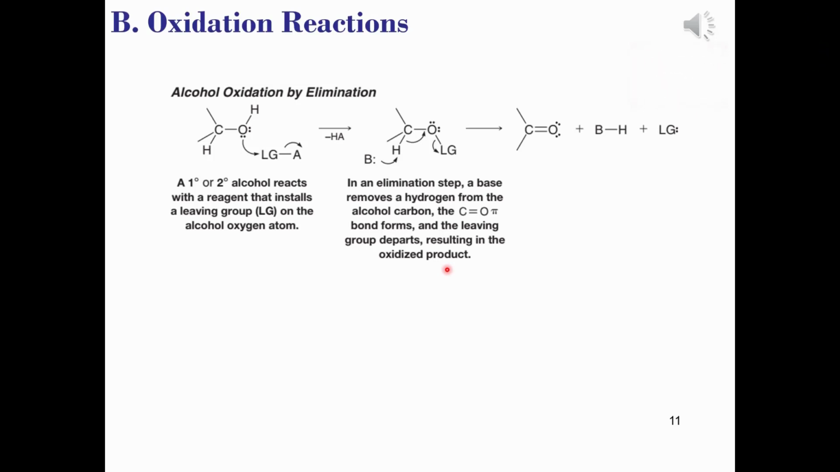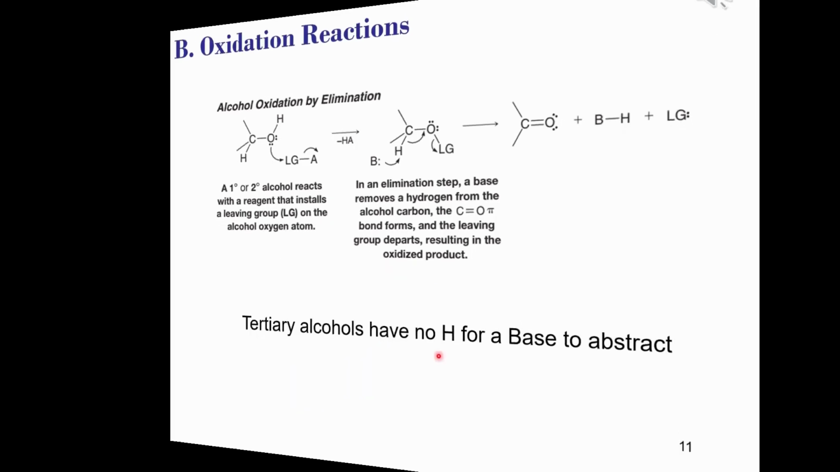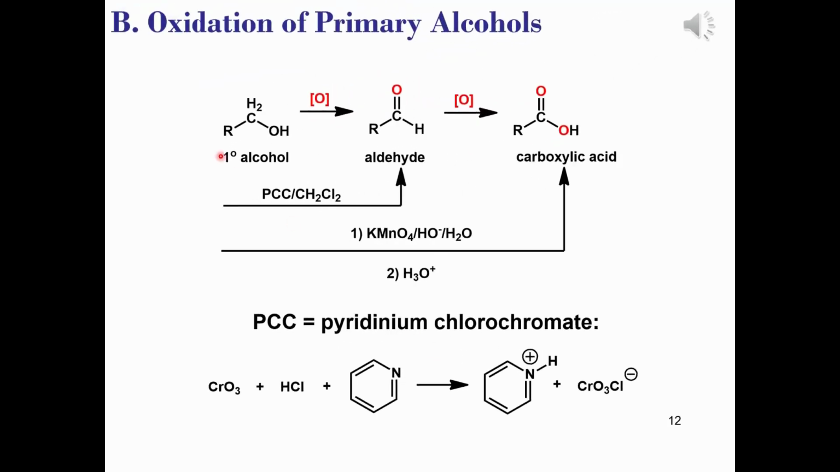The answer is that a tertiary alcohol has no alpha hydrogens. The carbon containing the alcohol and that leaving group would be bound to 3 other carbons. So there's no alpha hydrogen to abstract, and therefore there is zero possibility of forming the carbonyl pi bond. Primary alcohols are really the only substrates that you have to be careful of, because these can be both partially oxidized or they can be fully oxidized.